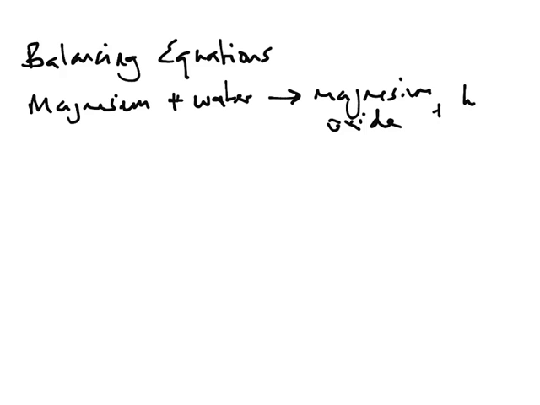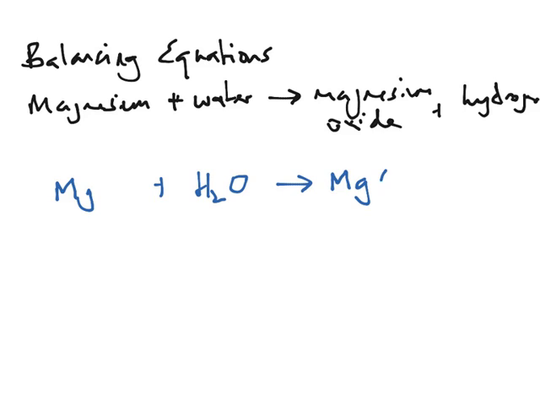plus hydrogen. First thing you need to do, underneath that, is write the formulas for each of these. So magnesium is Mg, water you know is H2O, magnesium oxide. From previous lessons you should remember that magnesium oxide is simply MgO and hydrogen is H2.